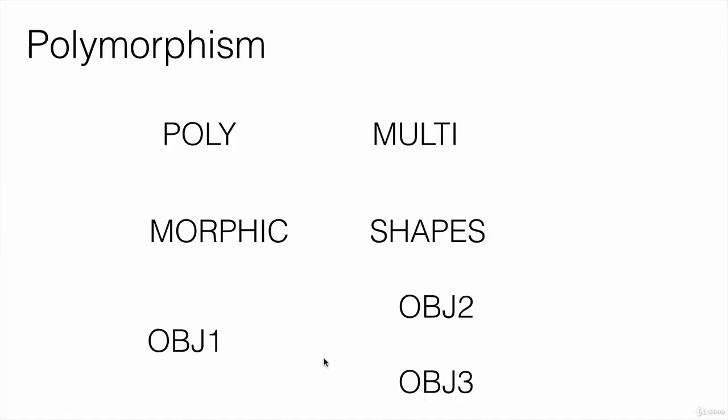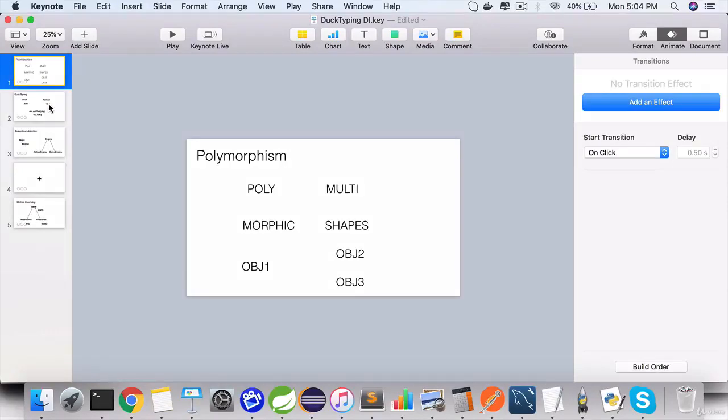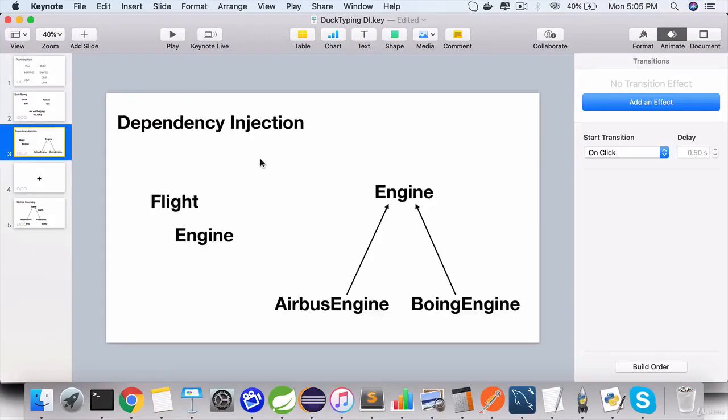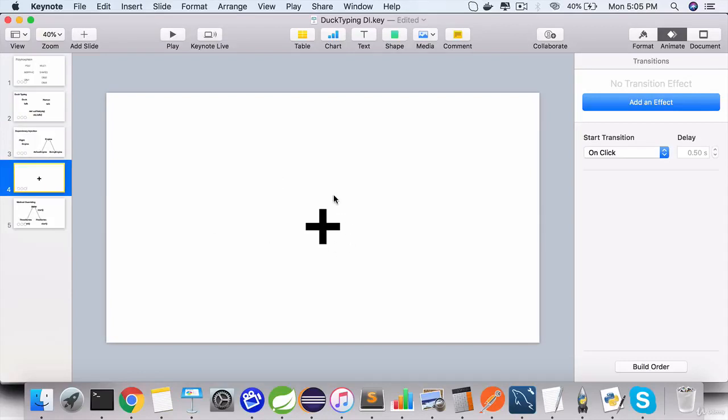What is polymorphism? Poly means multi and morphic means shapes. In the world of object-oriented programming, this shapes is replaced with behavior. That is, if we can have different types of behavior or different behavior based on the data or the objects that the functions are dealing with, then that is nothing but polymorphism.